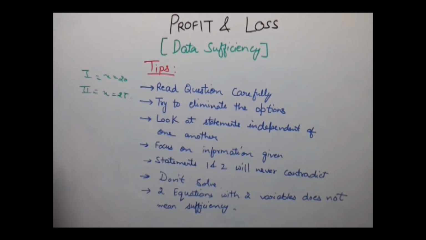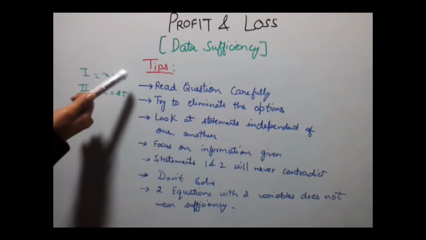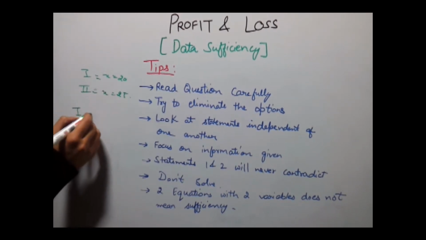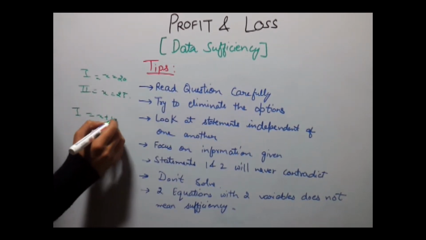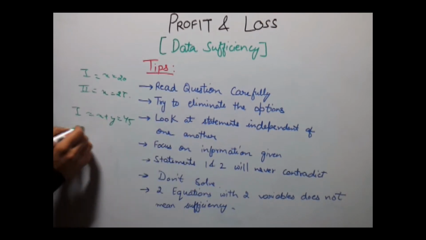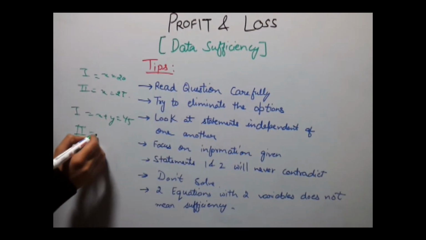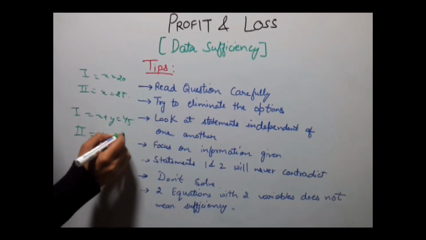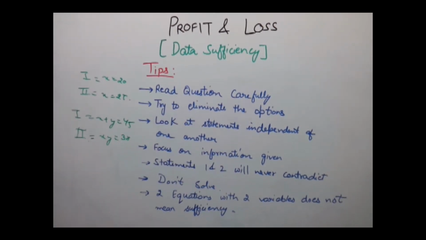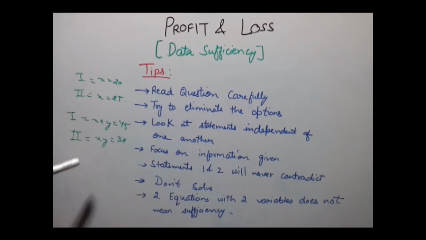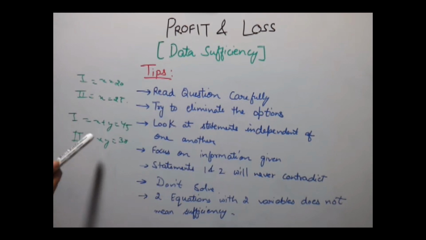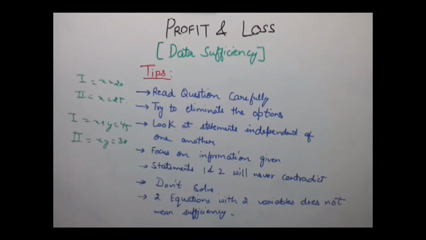Another tip for you is that two equations with two variables do not necessarily mean data sufficiency. Say if in the first statement it is given that x plus y is equal to 45, and in the second statement it is given that x into y is equal to 30, this does not mean that the data is sufficient to solve the question. Maybe the question is something different.